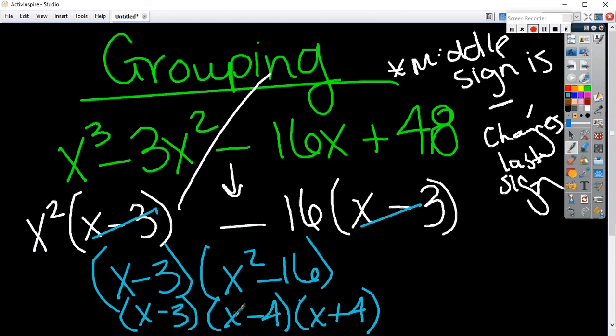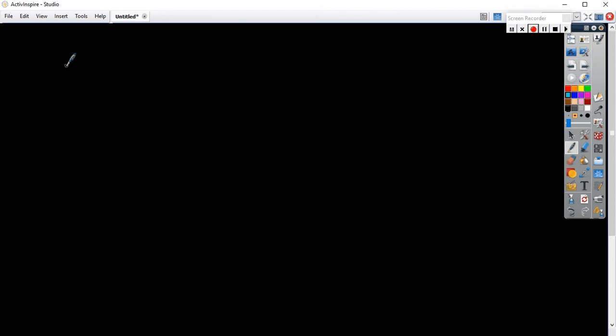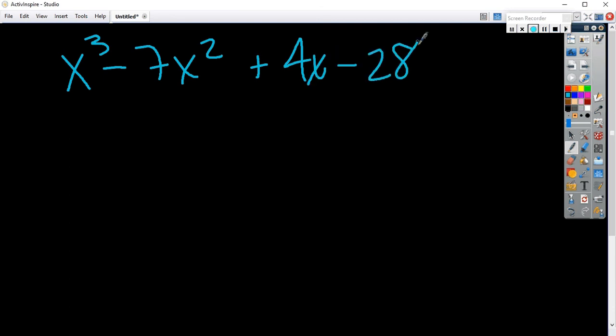Let's do another one. Let me find one that's going to work nice. Let's do this one. This one comes from your homework, so make sure you write it down. X cubed minus 7x squared plus 4x minus 28. Remember, I'm not always going to tell you to factor this by grouping. It's just going to say factor completely. What clues you in is there are 4 pieces. I don't know any other way to factor a 4-piece polynomial other than to slash it.